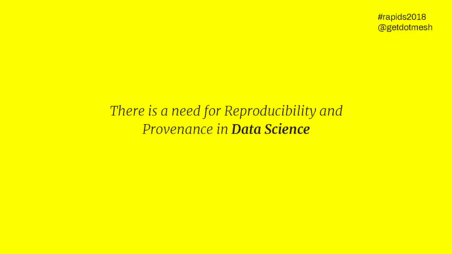So there's a need for reproducibility and provenance in data science, and there's a need for that in absolutely everything we do that touches data, or touches something that you need to record for somebody else to use or somebody else to come to in the future, and double check what you've done and make sure you did what you said you've done, and we can reproduce those results.